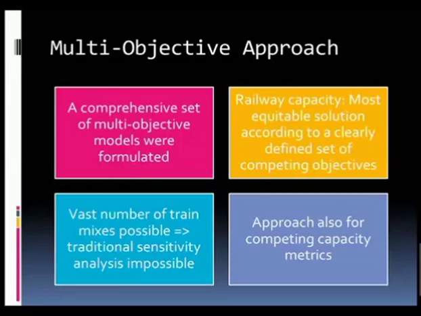And this approach is also for the case where you have different types of capacity metrics. So it's not just, for example, the number of trains, but perhaps the value of what is moved, or the number of containers moved on the trains, or the amount of freight, or some other measure of capacity. So you can mix all of those capacity metrics into one model and determine what the capacity actually is and costs.